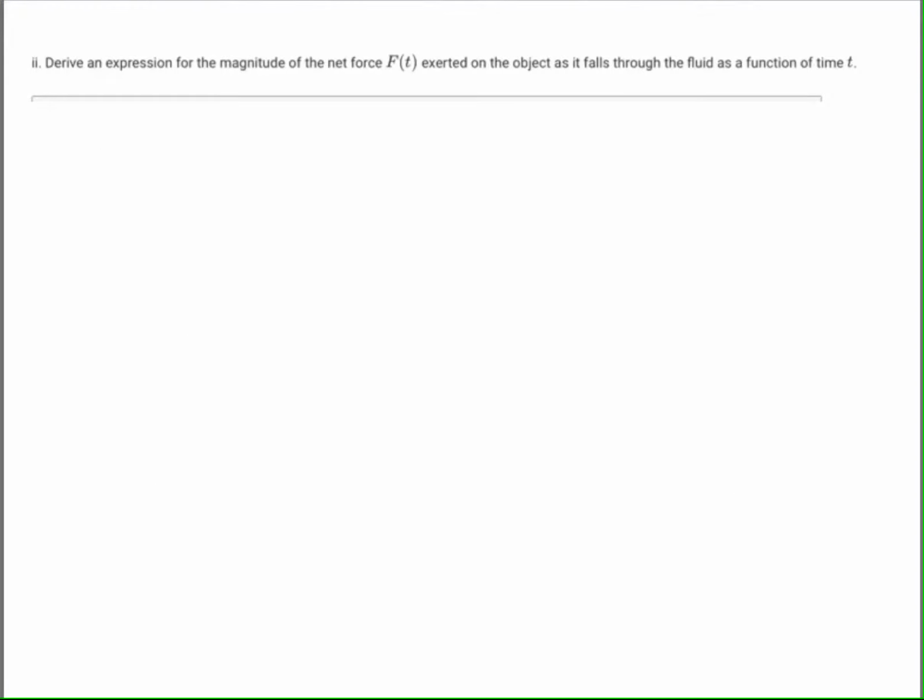Okay. Now the next one says derive an expression for the magnitude of the net force F of t exerted on the object as it falls through the fluid as a function of time. Okay. So this one, again, looks like it's going to be kind of a pain. So what we have to work off of is F equals ma. Okay? They gave us m. Check. So if we're looking for F of t, we have to look at this as a of t.